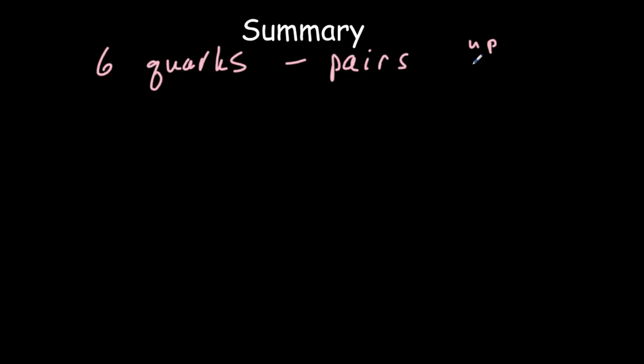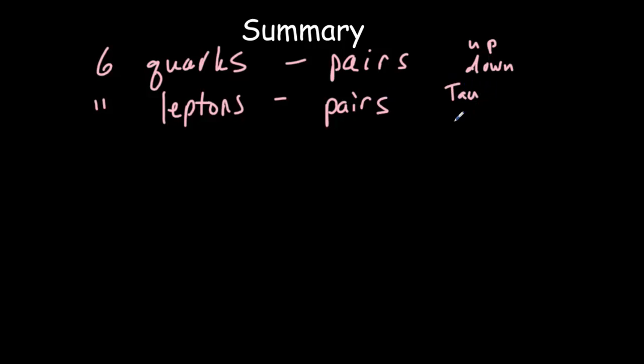So let's summarize the big ideas from the video. There were, first of all, 6 quarks, 6 types of quarks, and they occurred in pairs. So there'd be an up and a down pair, a strange and a charm, and a bottom and a top. There were also 6 leptons. They also occurred in pairs. So there would be, say, a tau particle and its paired neutrino, the tau neutrino.